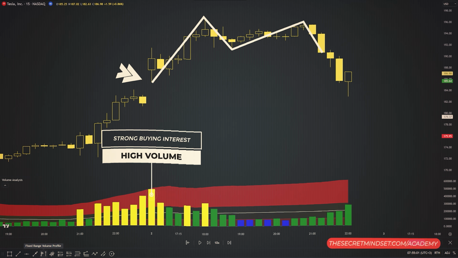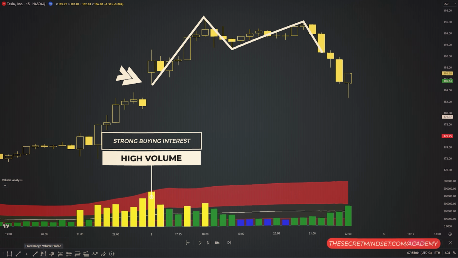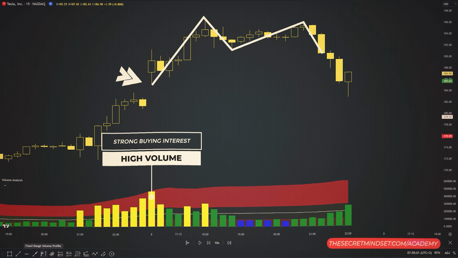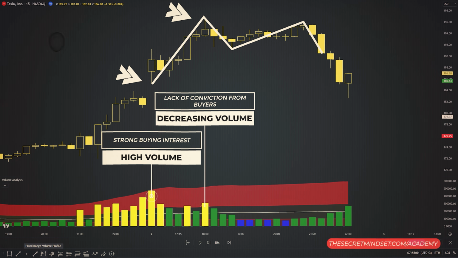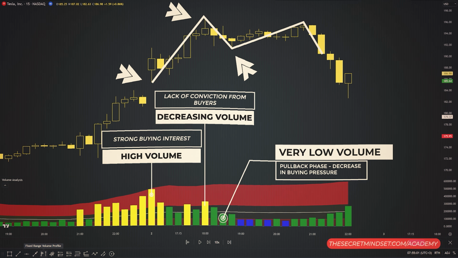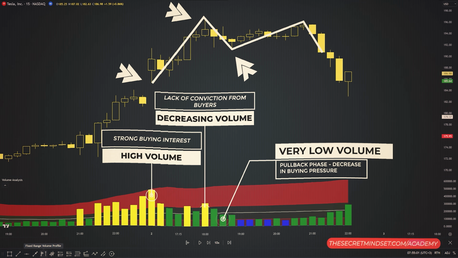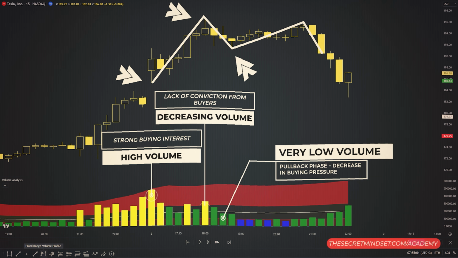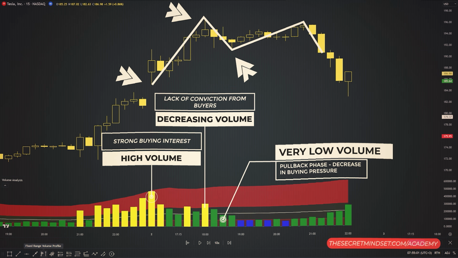If the volume is high, it suggests strong buying interest. At this point, you don't know if a double top is forming. It's just a simple break of structure pattern. However, if the volume is low, it could indicate a lack of conviction from buyers. After the first high, there is usually a pullback phase where the price retraces slightly. During this phase, a decrease in volume is common, indicating a decrease in buying pressure.